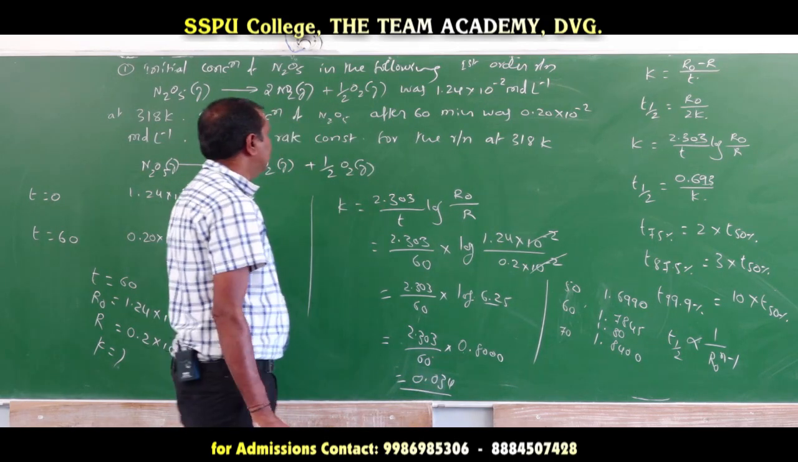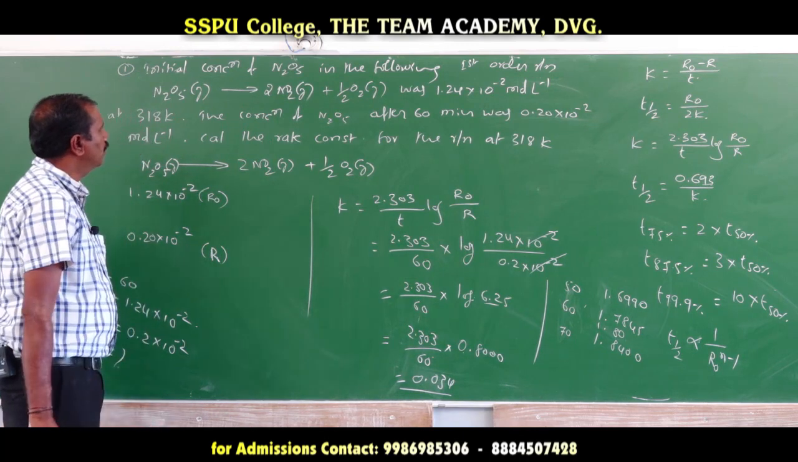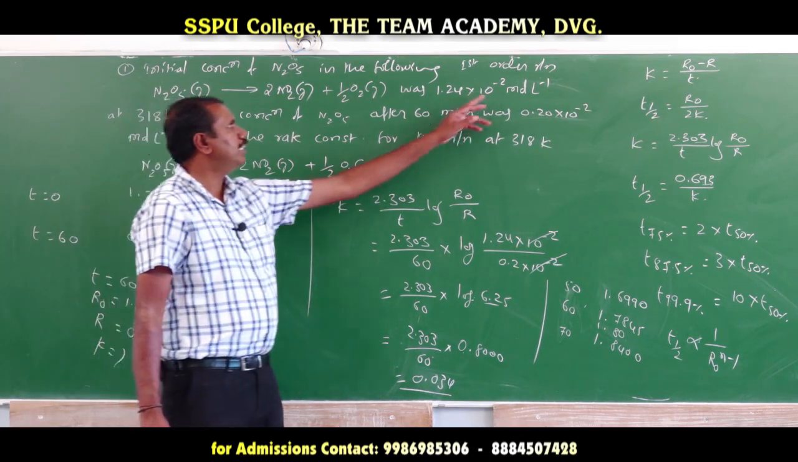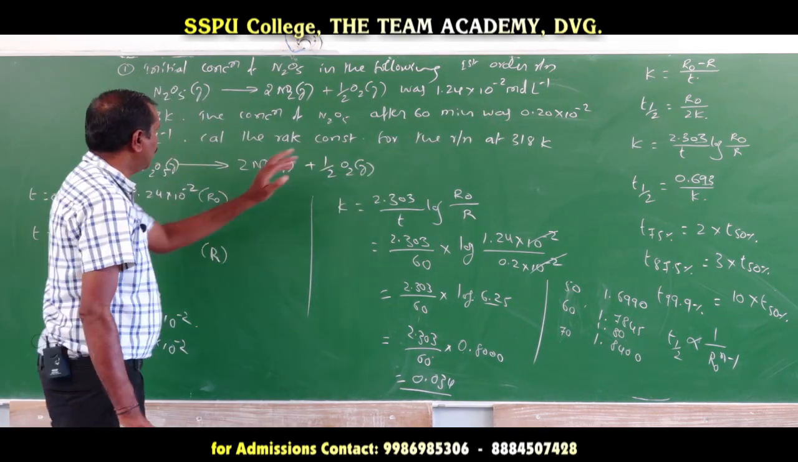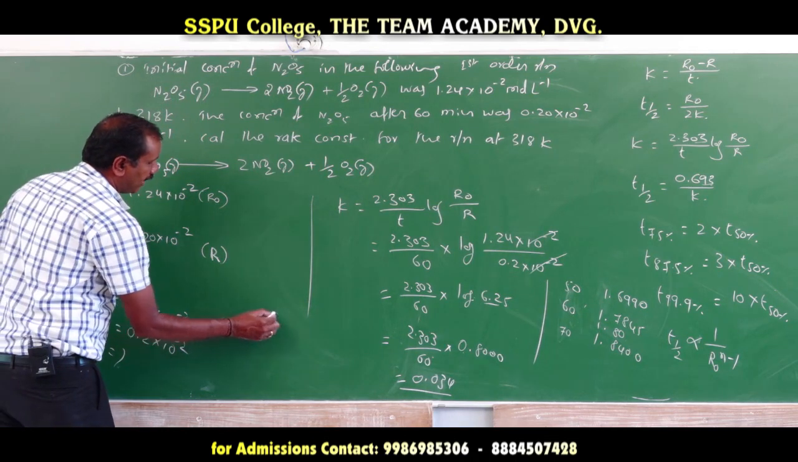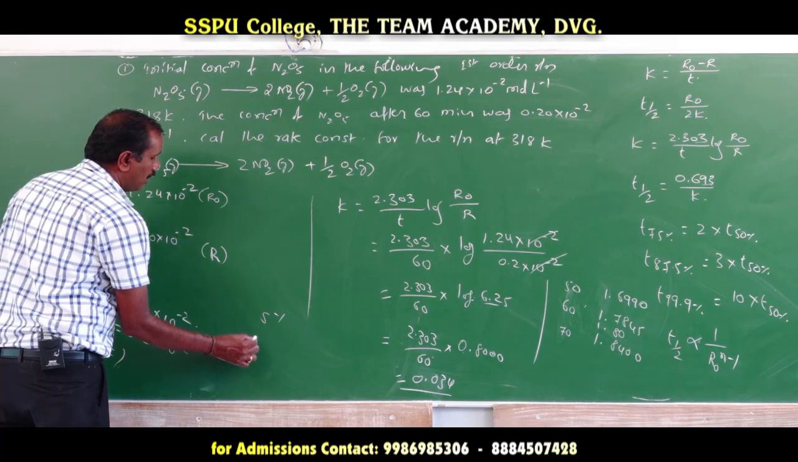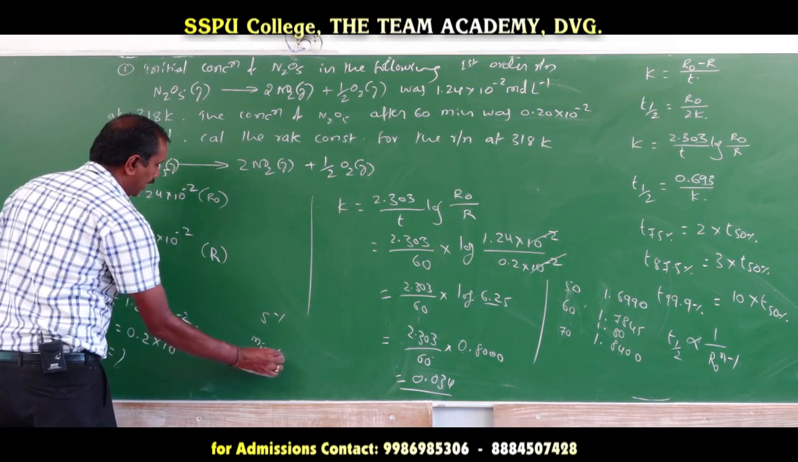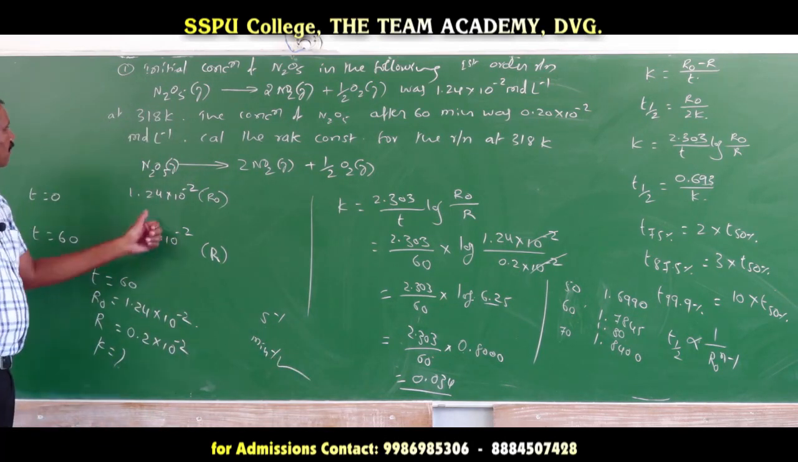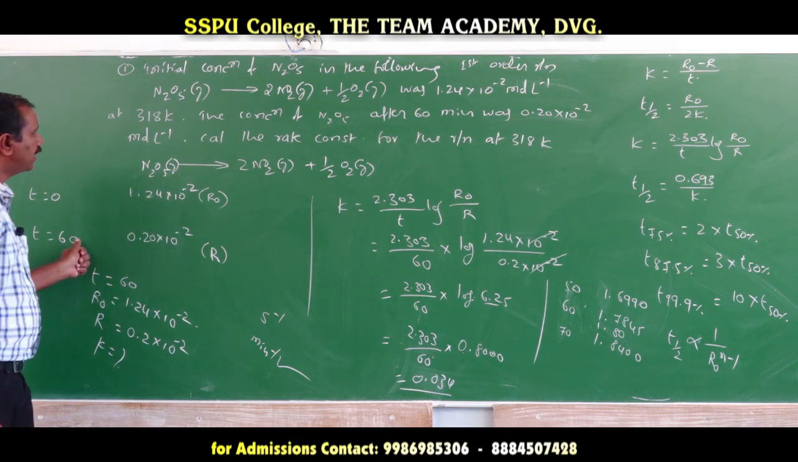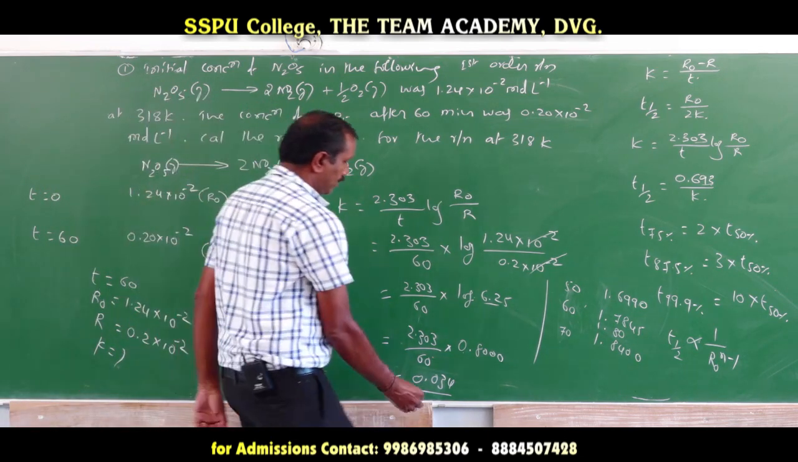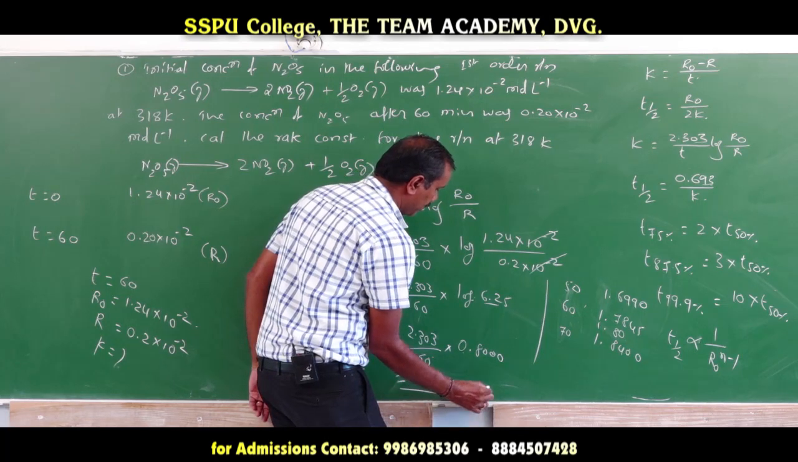What is the unit for this? Here you see, concentration is in mole per liter. The rate constant for a first order reaction is per second, or we should write it per minute. How to write it per minute? The time interval is in terms of minutes, 60 minutes. So it becomes per minute.